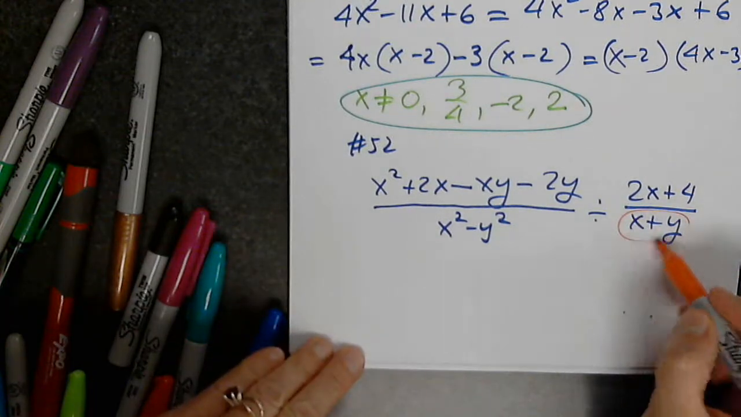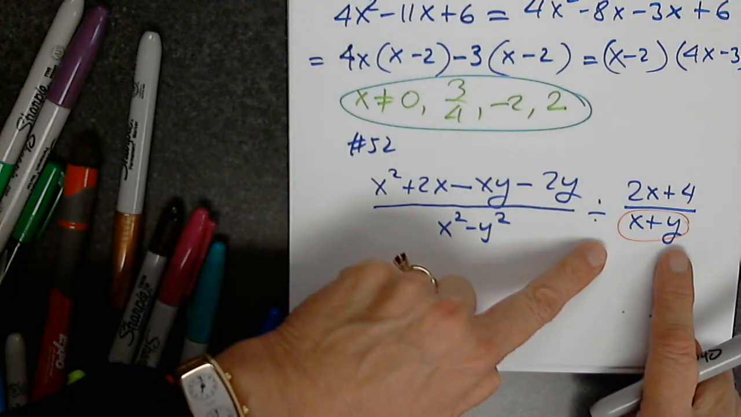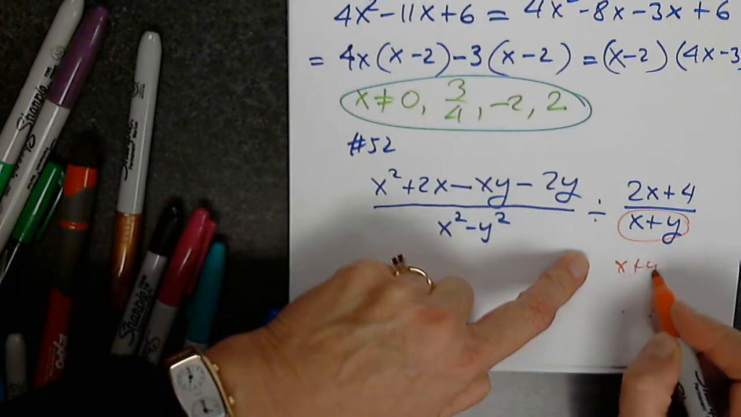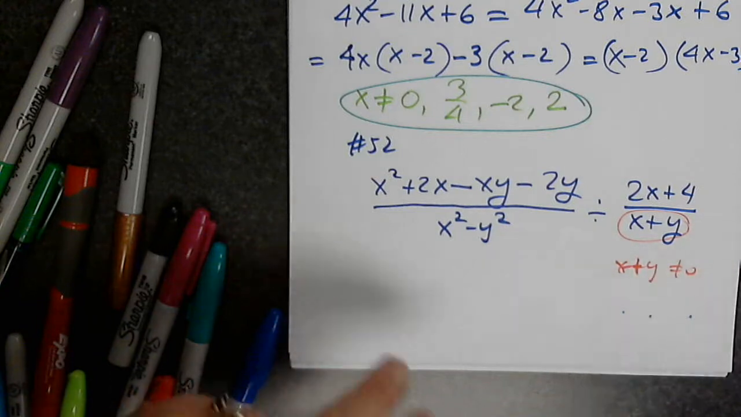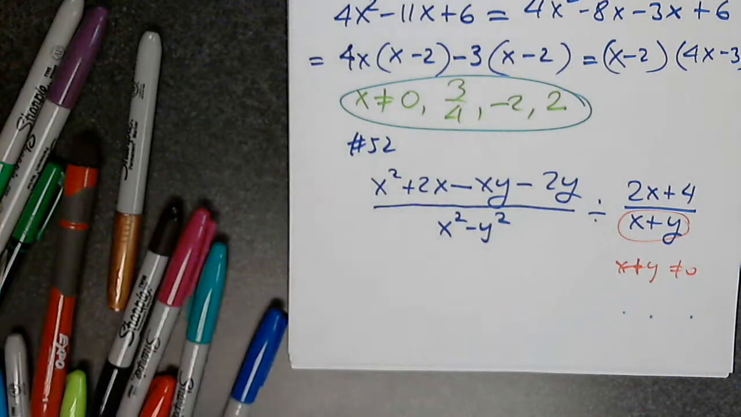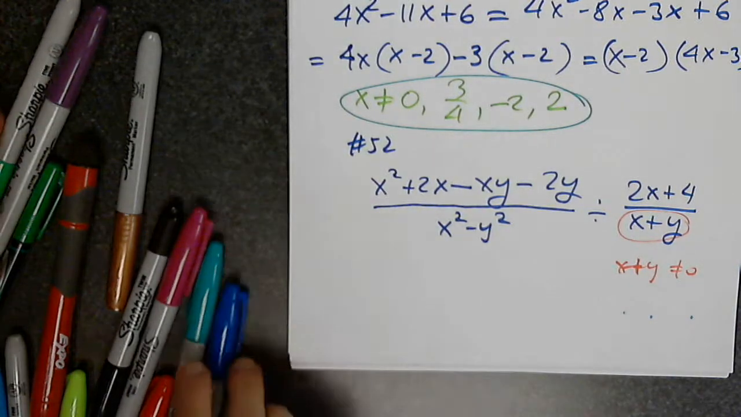So for example, how will I write the restriction for this? I'm going to write x plus y not equal 0 and not bother with it at all. Not have to solve for anything. So it's okay. But I'm fine. Just state restrictions when you have an expression with only one variable. I'm fine with that.